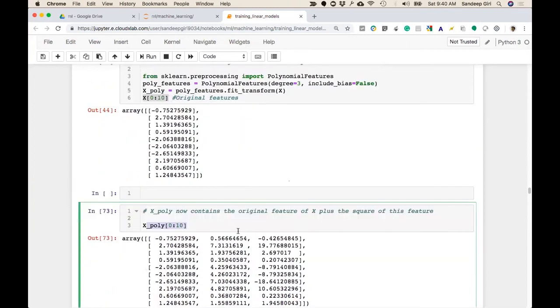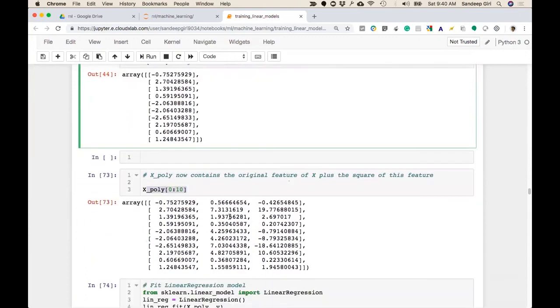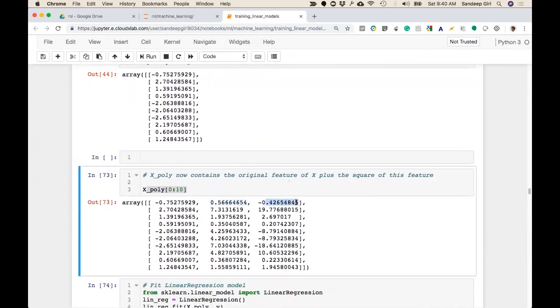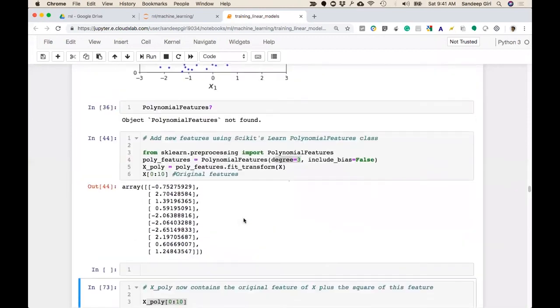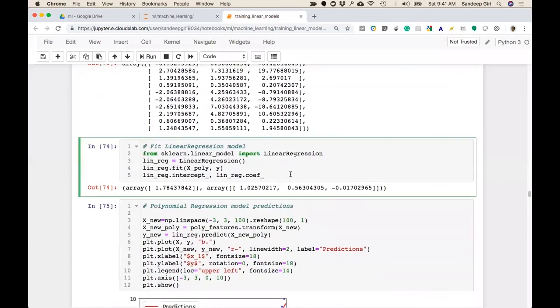Okay, and here we have set degree equals 3. So it has generated 3 columns. You can see this is the square, this is the cube, right? All right. Once we have generated this new set of features, then we can use the normal linear regression. So even in case of non-linear regression, we are using linear regression models. Correct?